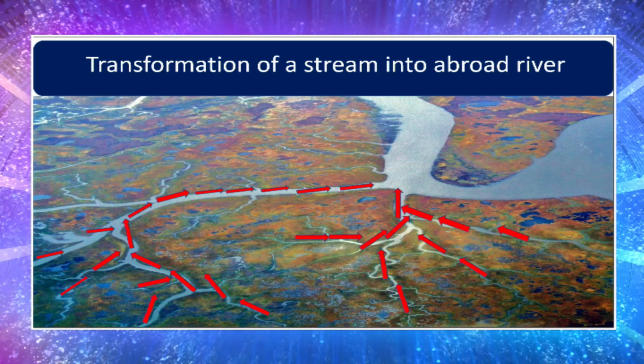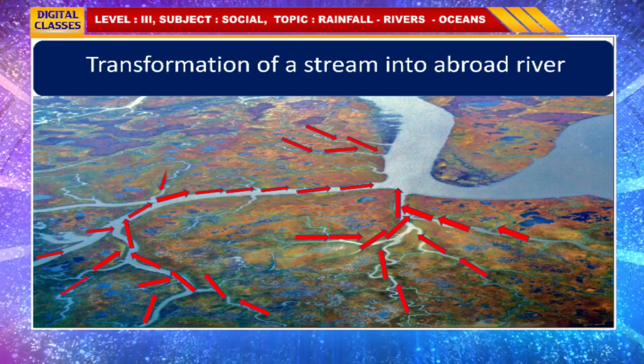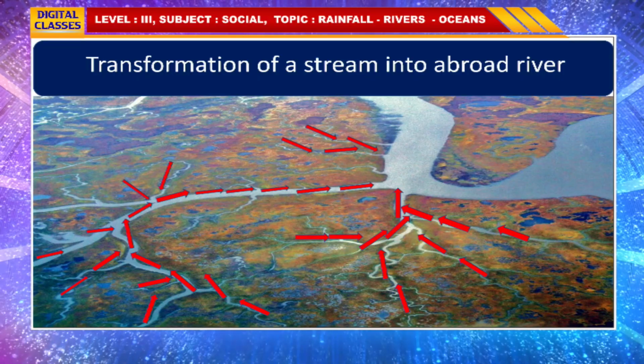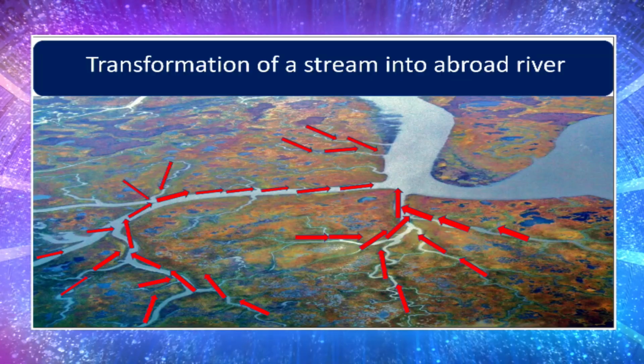As the river becomes bigger and broader, its flow gets slower. It starts depositing the silt and sand it has carried on its bed and banks. This causes the formation of plains. This is how the plains are formed. And regarding these plains, children, you have learned in your earlier classes.